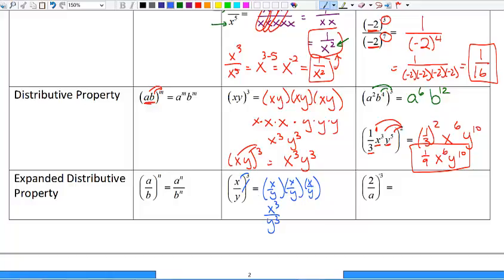So on the next problem, we have a 2 and the a are both inside the parentheses, which gets me 2 cubed over a cubed, which is 8 over a cubed.